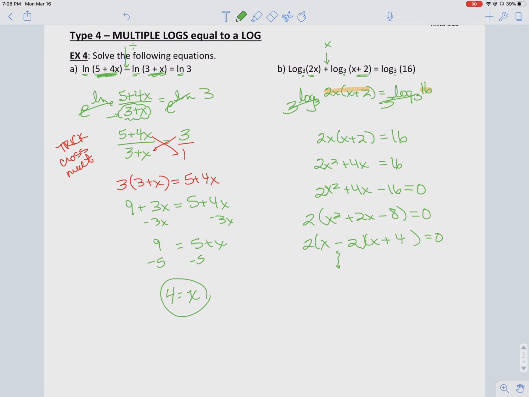And if I solved that, what would make that 0? X minus 2 equals 0. That would be a 2. What would make that 0? Would be a negative 4. So we have two answers, 2 and negative 4.